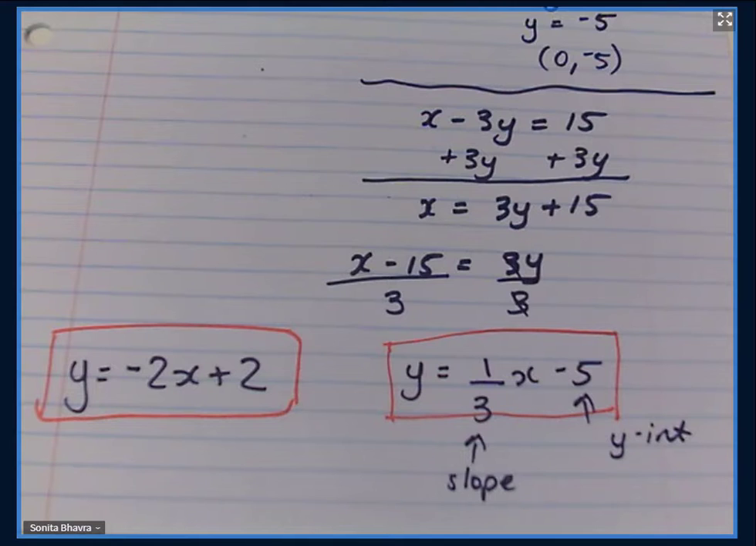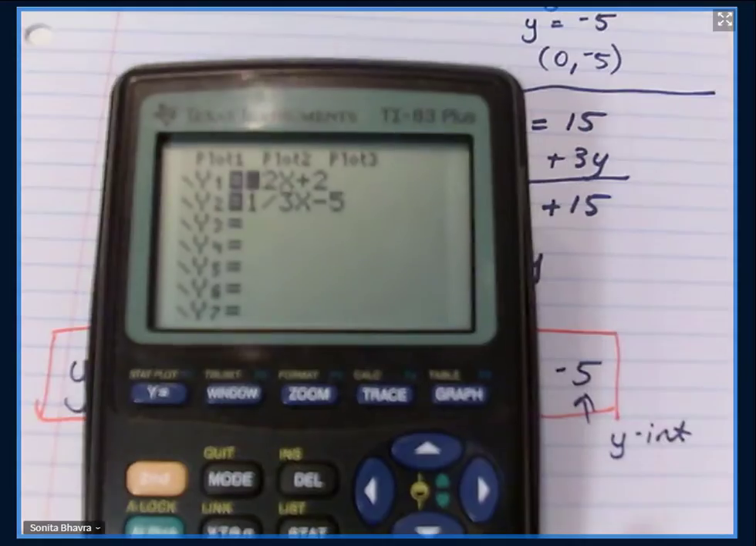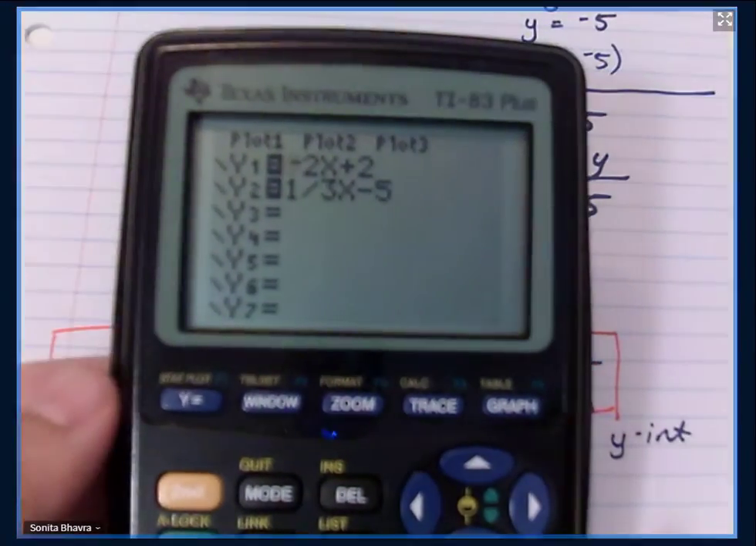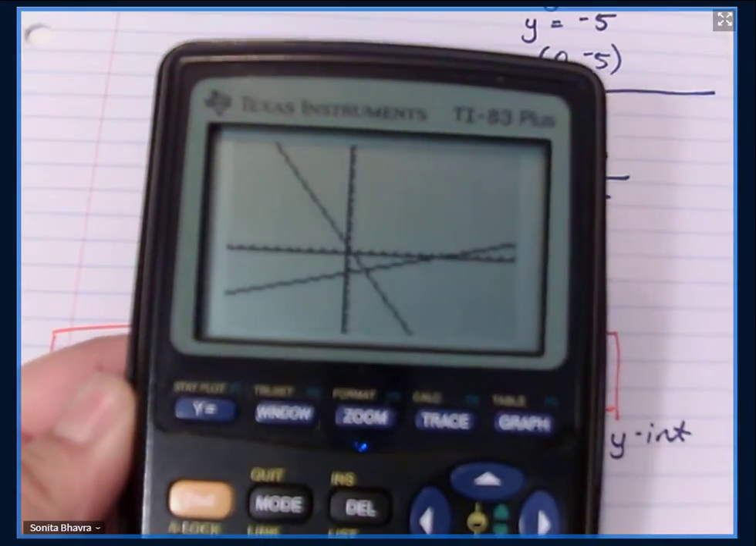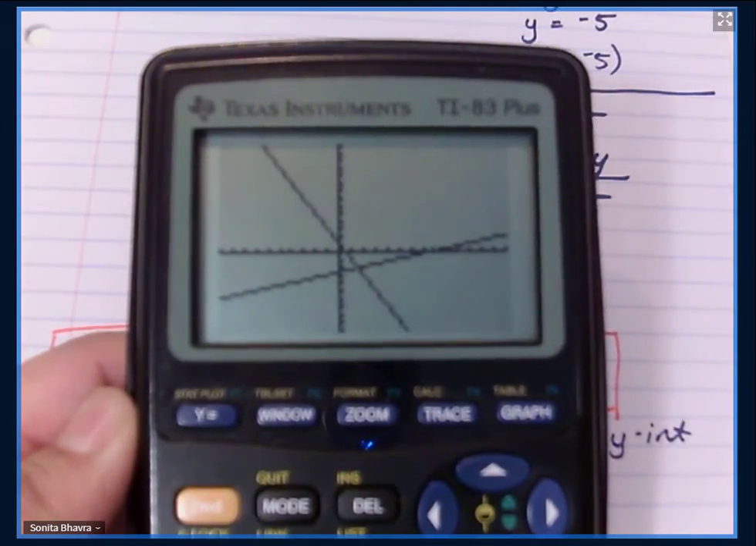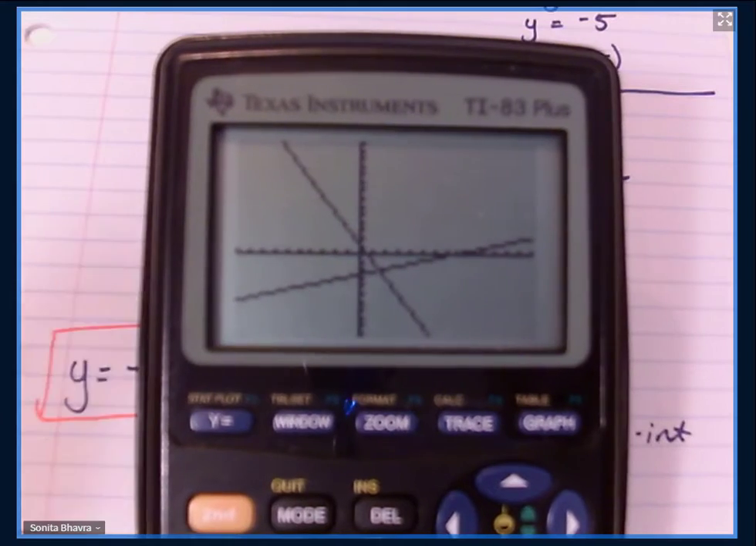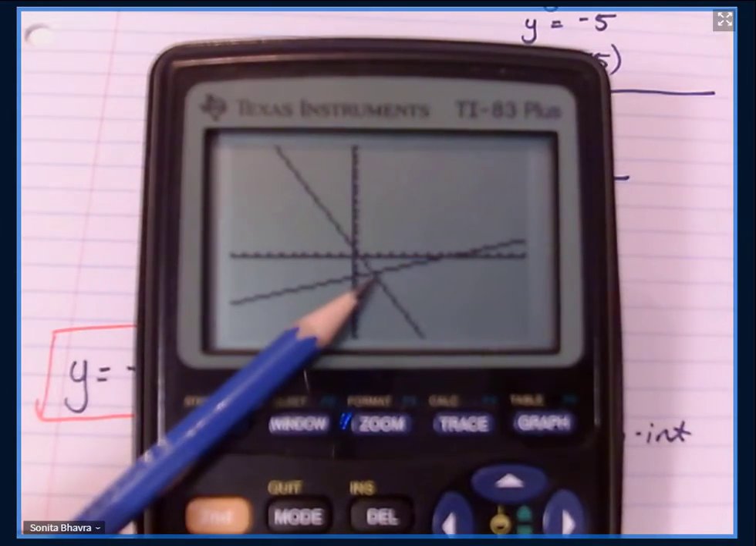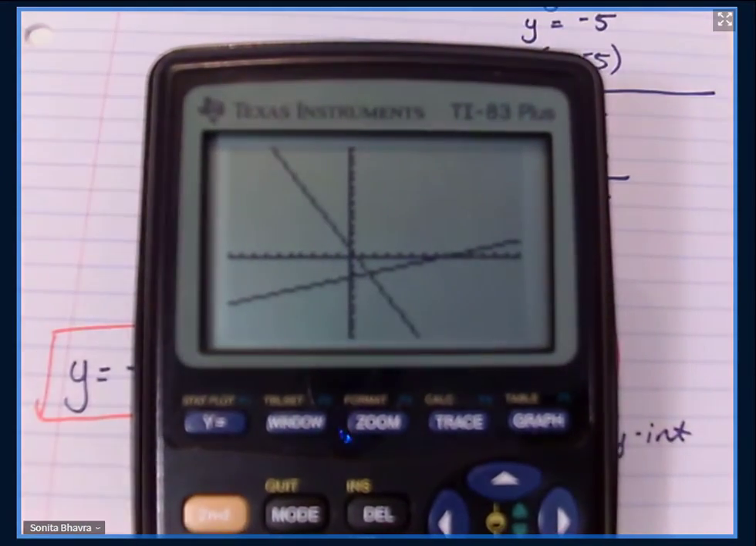All right, so just to verify using our graphing calculator, so we have these two equations here, y equals -2x plus 2 and y equals 1 over 3x minus 5. So those two equations, I've just put them into my graphing calculator like so, and I'm just going to hit graph, and there's my graph. So now I want to figure out where are the two lines intersecting. So they're intersecting right there, but I need to figure out exactly where they're intersecting.